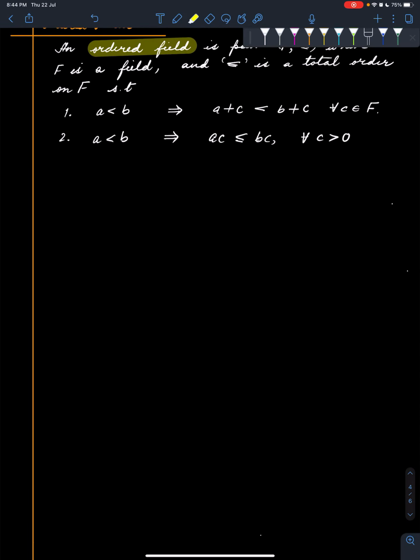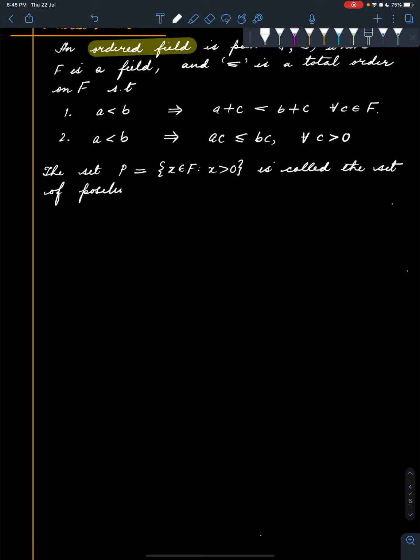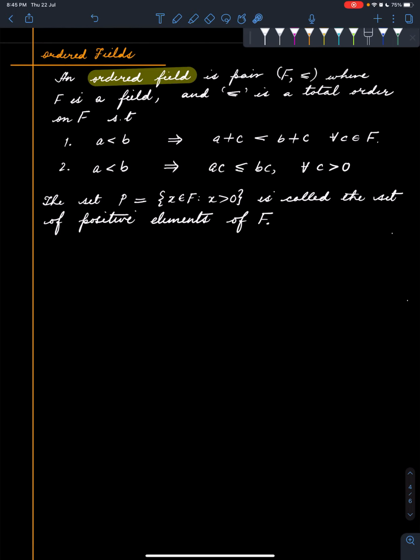Okay, so now another definition: the set P of all those elements where this is satisfied is called the set of positive elements of F. So we are already given an ordered field, and we call this set the set of positive elements.